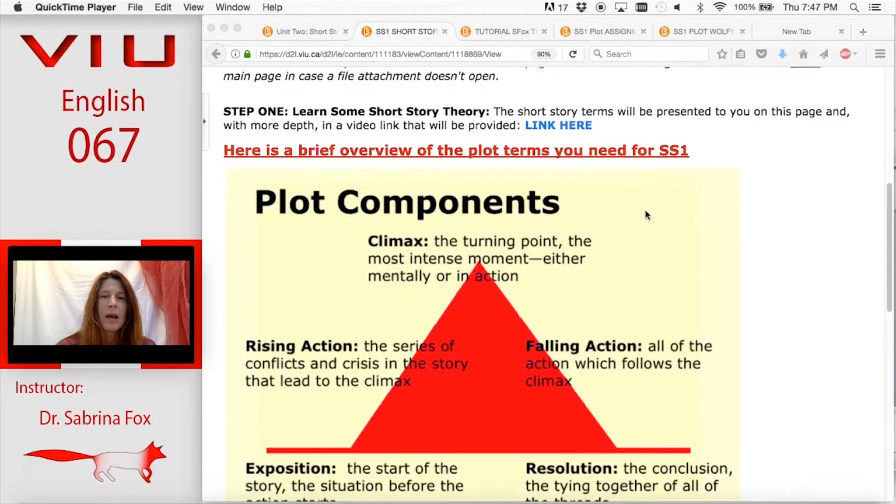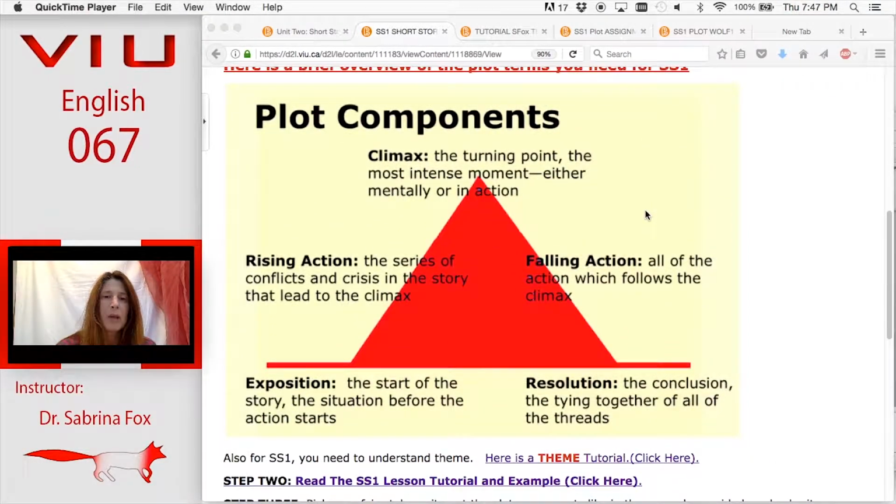So to give you a little introduction to plot is this lovely chart here. And basically what it says is this. This is what happens. This is the sequence of events of a story. That's what plot is. It's what happens. Theme, which we're going to talk about after, is what does it mean? What happened. So plot is very basically this happened, and then that happened, and so on.